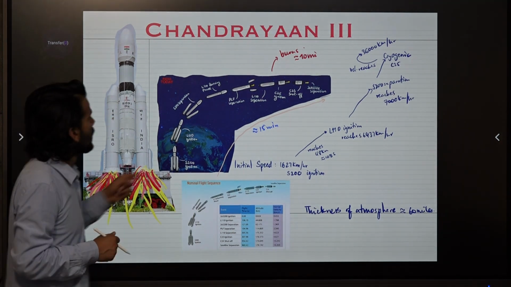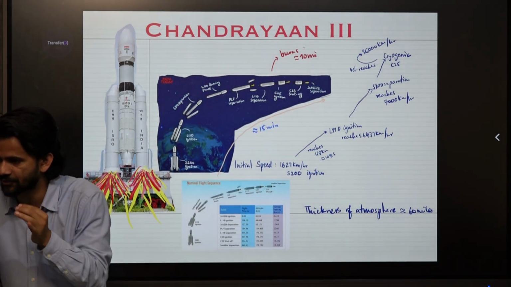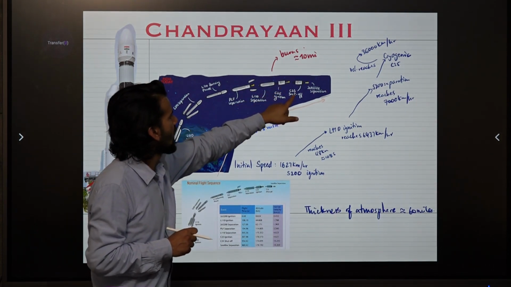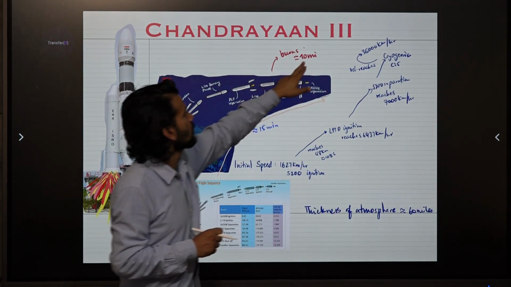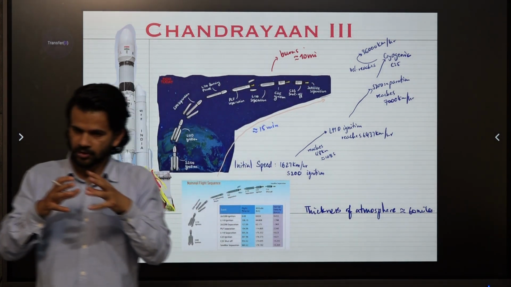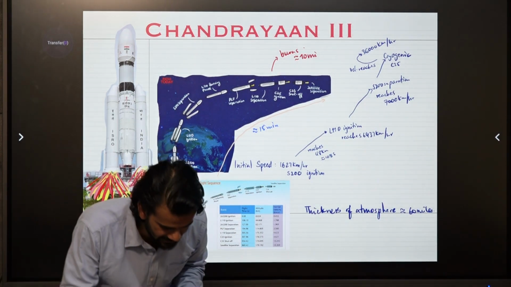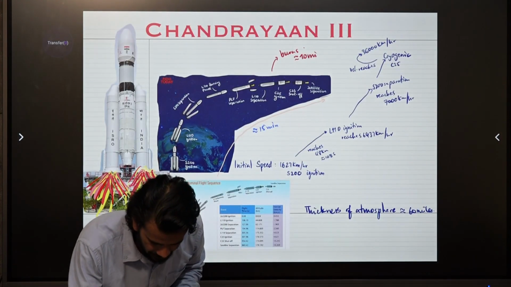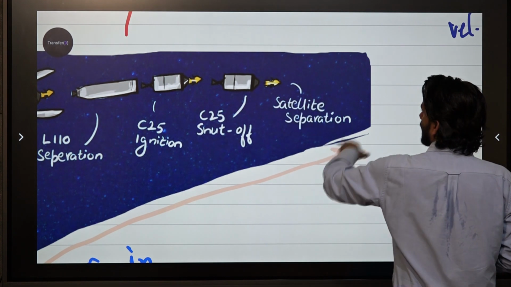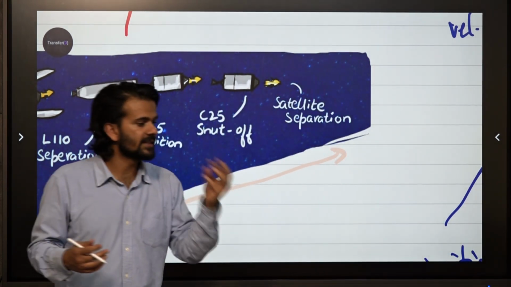So now the C25 cryogenic stage starts to burn. After burning for about 10 minutes, the satellite, the Chandrayaan, separates from the cryogenic part itself. And what remains is only this part, the satellite, the Chandrayaan.